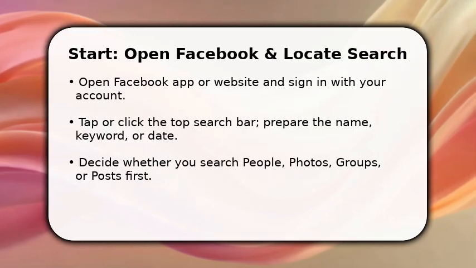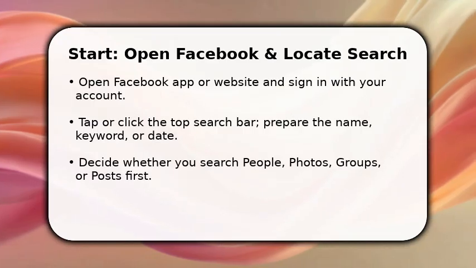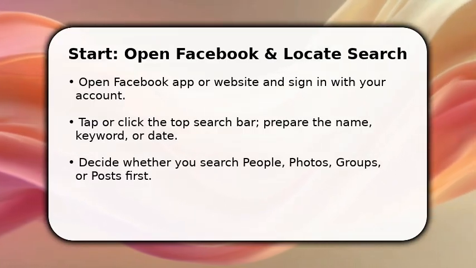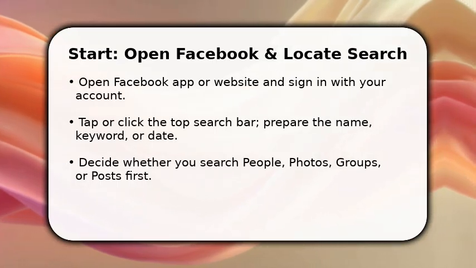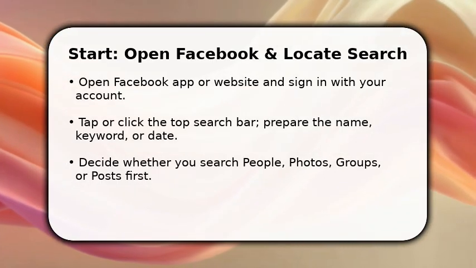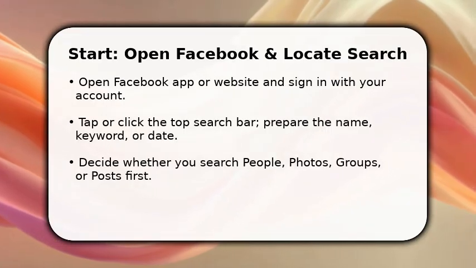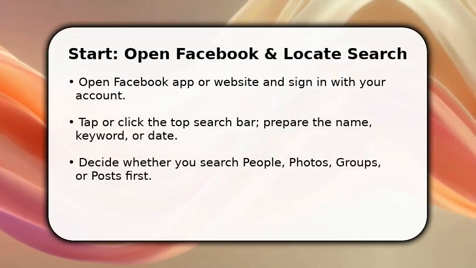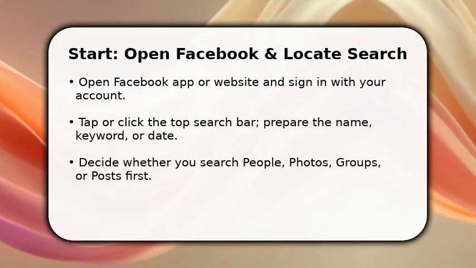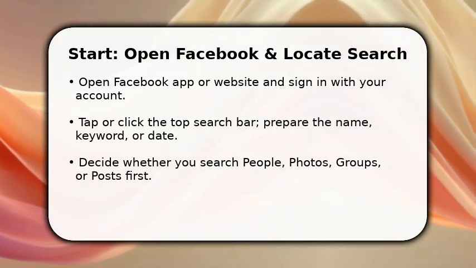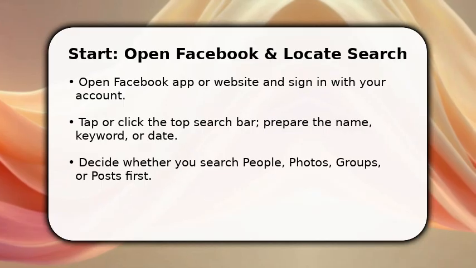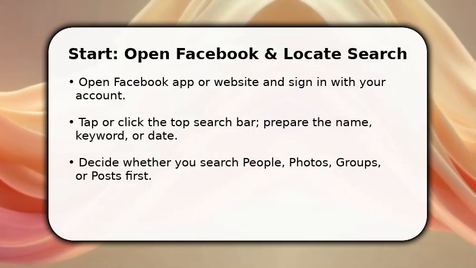You start by opening Facebook and signing in so you have full access to results. Once logged in, tap the search bar at the top. That's your entry point. Type a person's name, a page, or a keyword tied to the photo, and choose the type filter like people or posts to narrow results. Doing this first prevents noise. It focuses your search on the likely source before you dig into images or timelines for the photo you need.